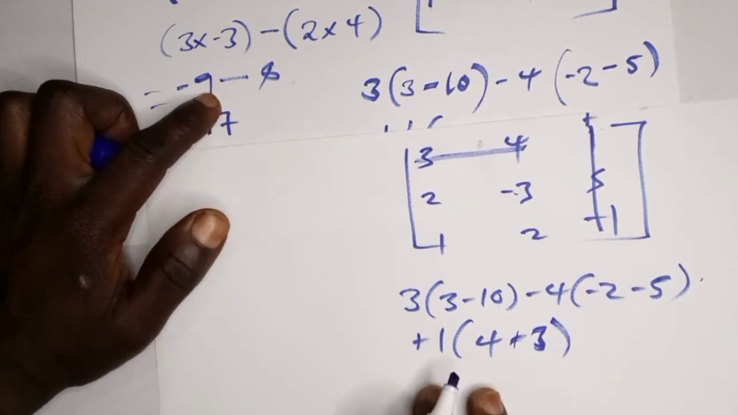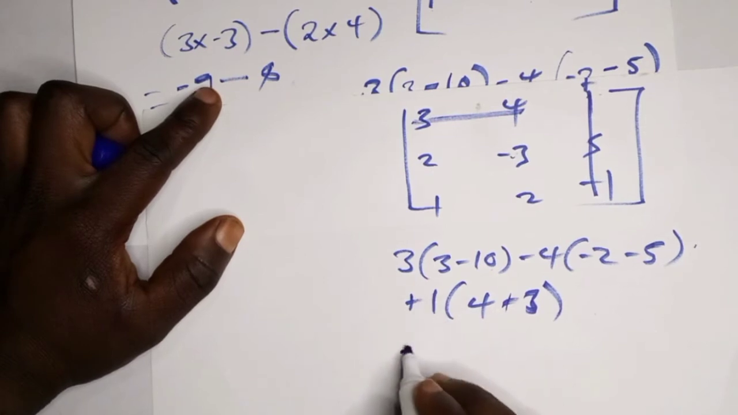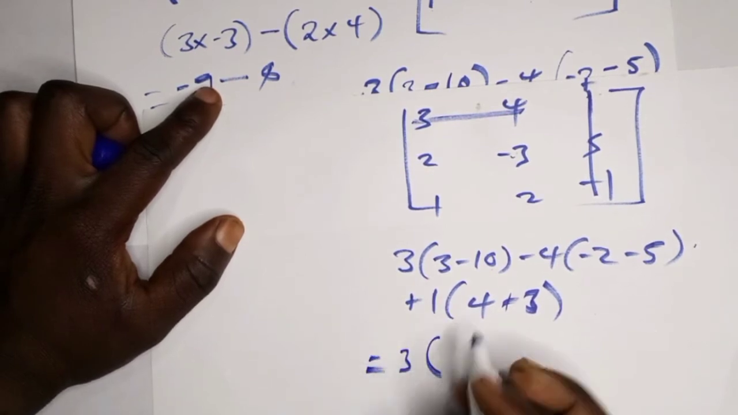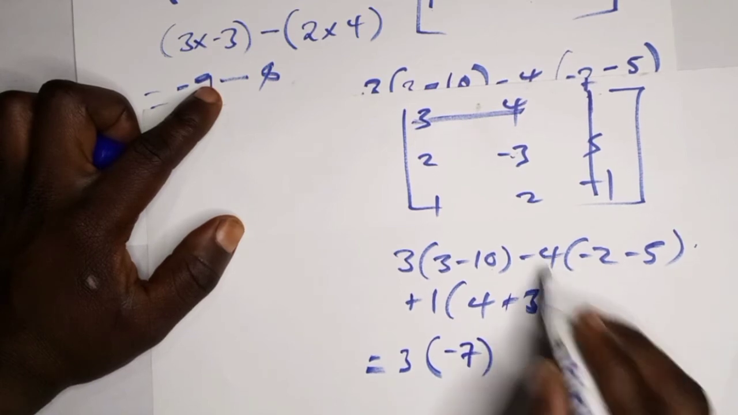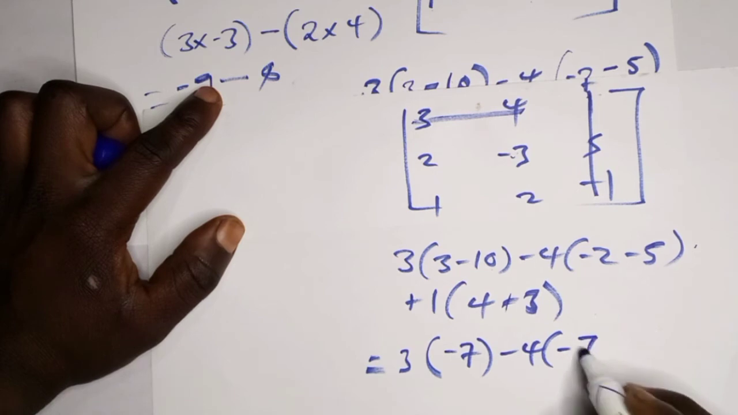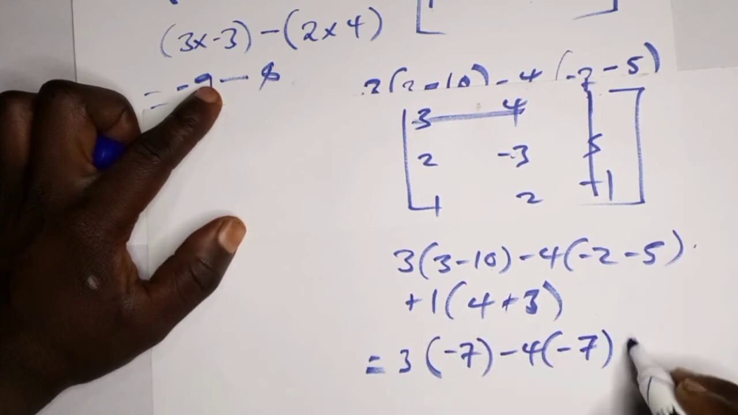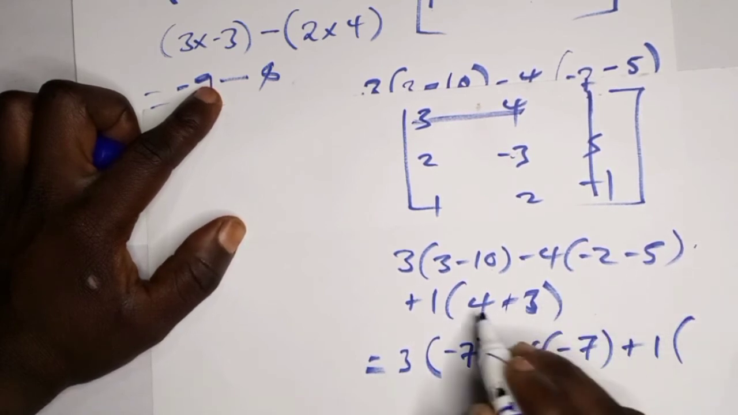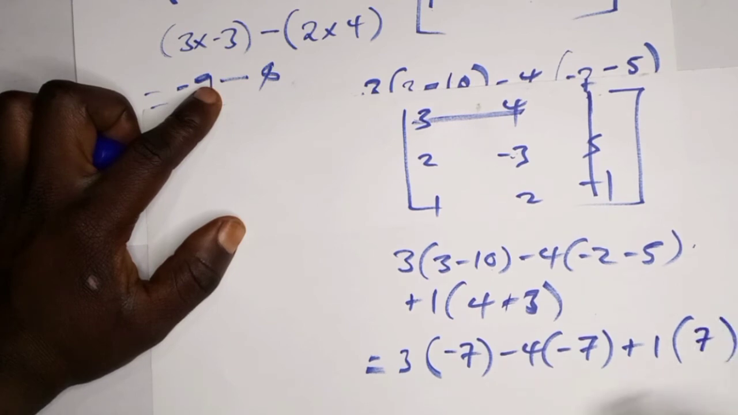So let's expand this one. We are going to have 3 times minus 7, minus 4 times minus 7. Then here we have plus 1 times 7, since 4 plus 3 is 7.